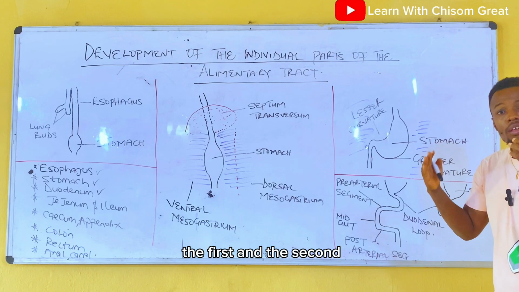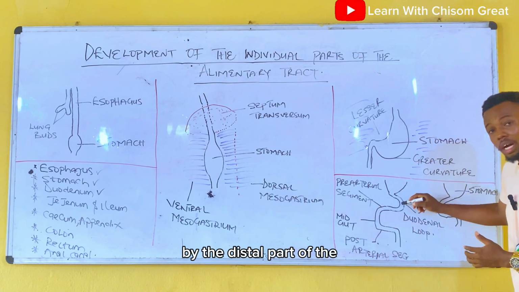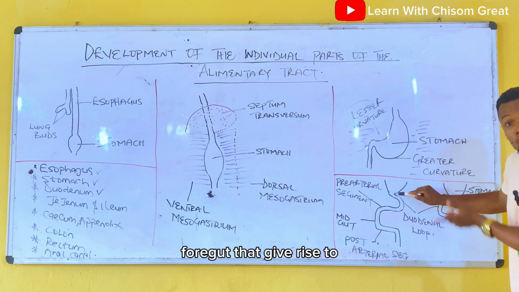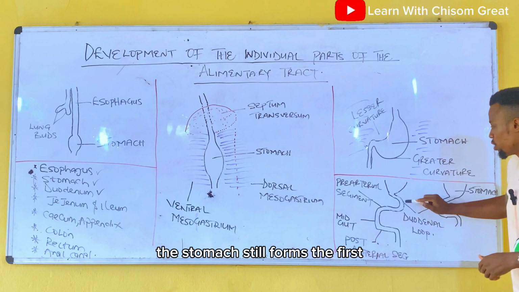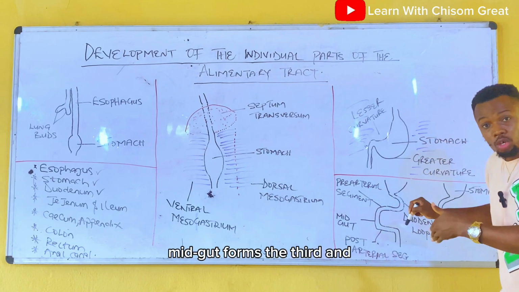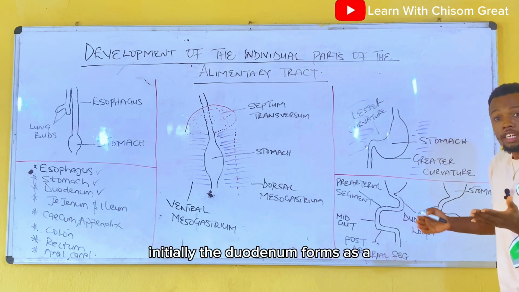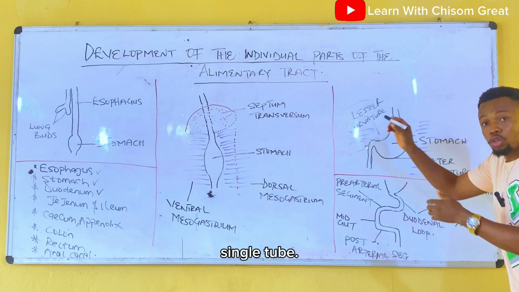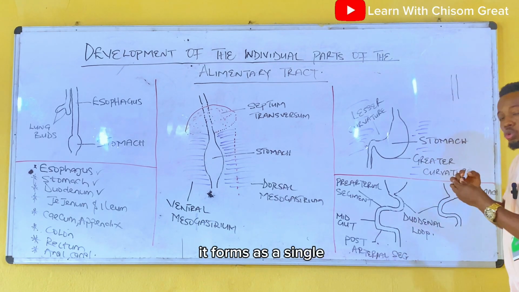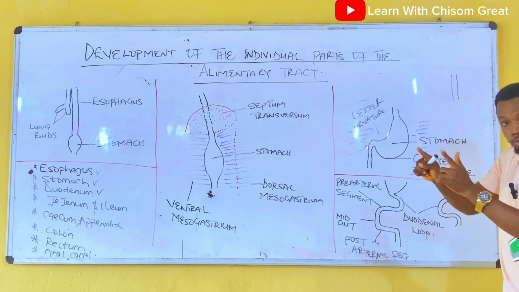So the first and the second part of the duodenum is formed by the distal part of the foregut. So the distal part of the foregut that gave rise to the stomach still forms the first and the second part of the duodenum, while the proximal part of the midgut forms the third and the fourth part of the duodenum. Initially, the duodenum forms as a single tube, but eventually the duodenum loops.